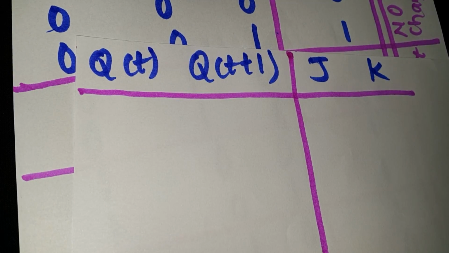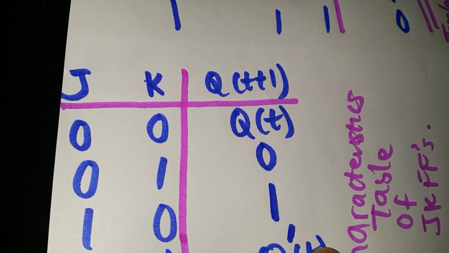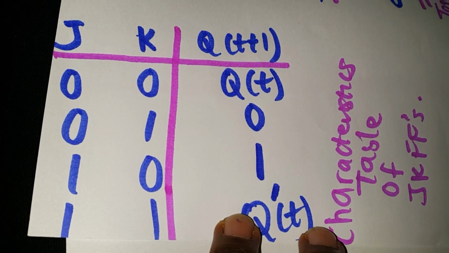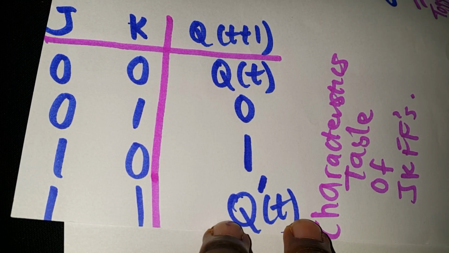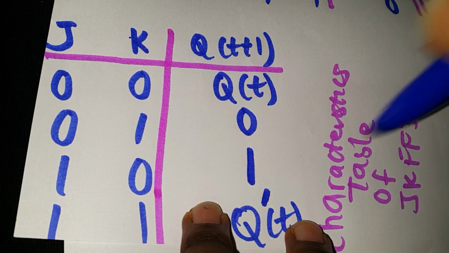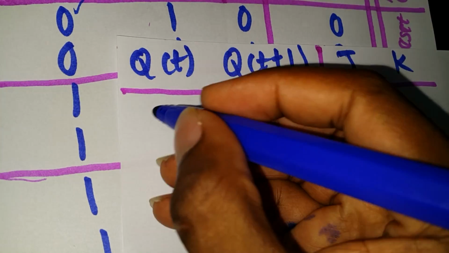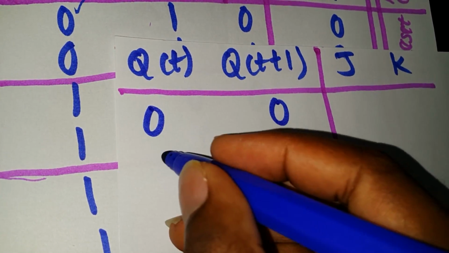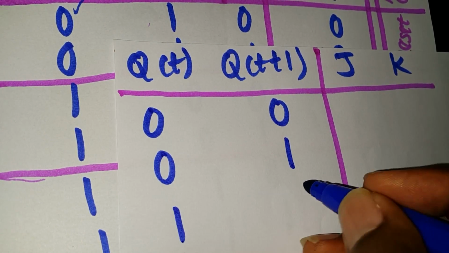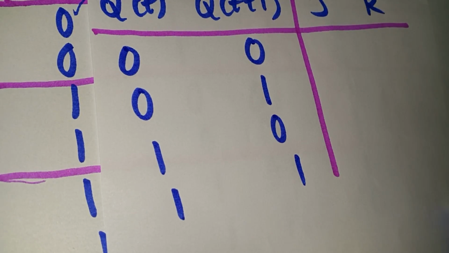Okay. We have our excitation and characteristics table here. We want to construct our excitation table. I told you in the previous video, when we were talking about SR flip-flops, that to find the excitation table, you have to look into your characteristics table. So here we have 0 0. We write the same thing, 0 1 1 0 1 1. So we'll separate it again.